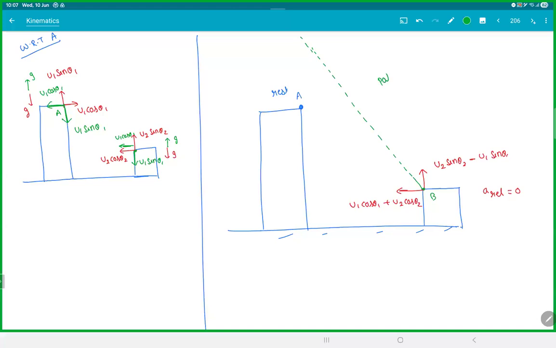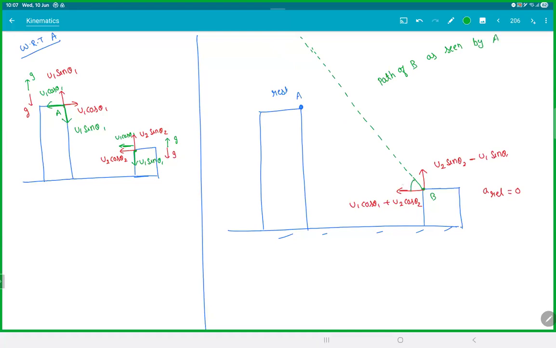This is the path of B as seen by A. Now you can ask me, sir, how do you know it is going like this? It can be like this, can be like this. I know, I'm just taking it. The angles will take care of themselves, so don't worry about that. Path of B as seen by A.